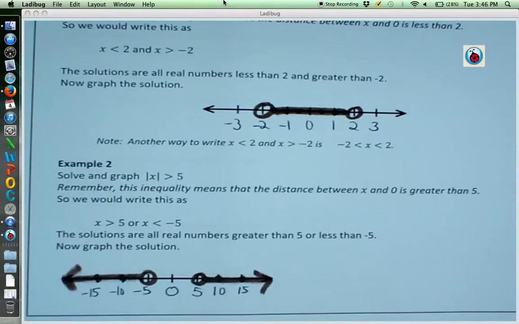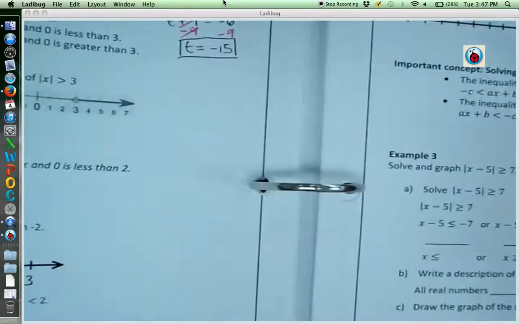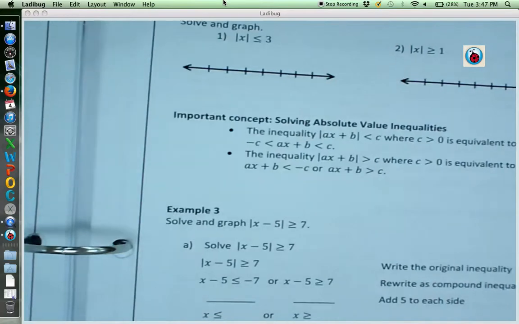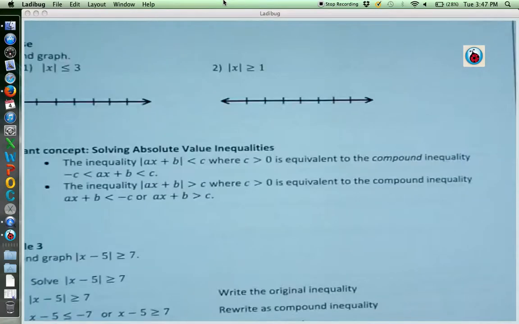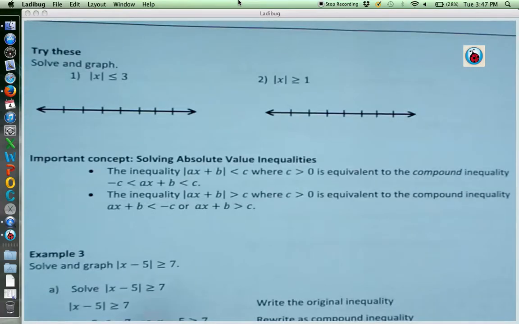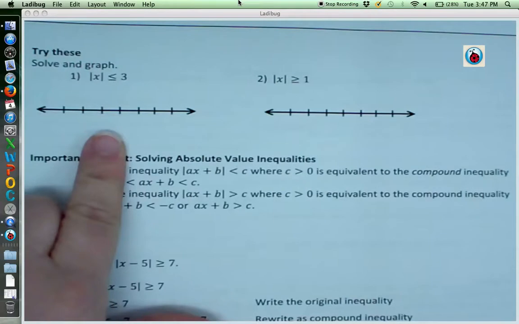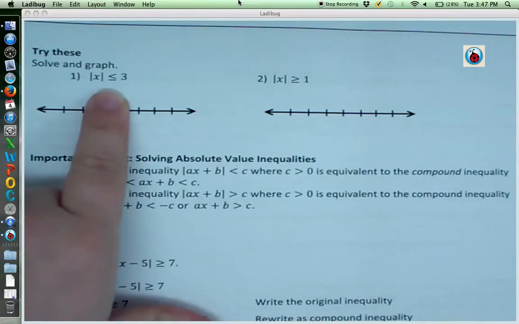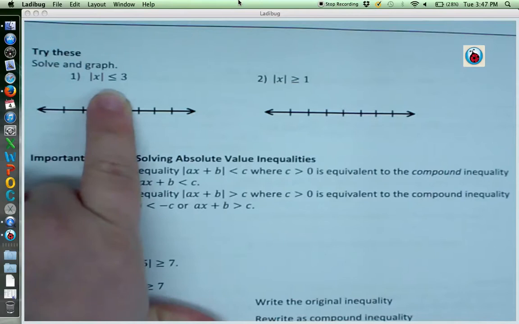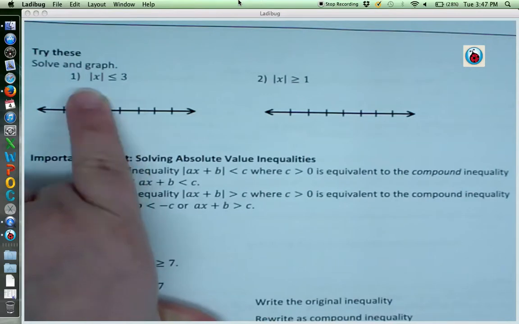All right, we're going to solve some more problems like this on the next page. On page 111, we're going to solve and graph the absolute value of x is less than or equal to 3. Less than or equal. That tells me the distance is less than or equal to 3. So small numbers like 0 and 1 are okay for our distance. We don't want a distance of anything more than 3. So this tells me that we're going to have a shading that's in between 3 and -3.